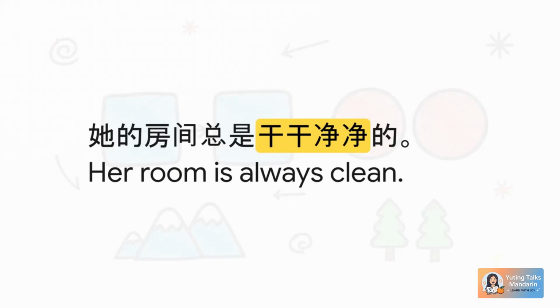All right, let's look at a real-life scenario. 她的房间总是干干净净的. This translates to, her room is always sparkling clean. Now, the base adjective here is 干净, which simply means clean. Right, and if you just said ganjing, it basically implies she picked up her clothes and made the bed. Nothing special. Exactly, but by upgrading it to that AABB form, 干干净净, you're painting a really vivid picture.